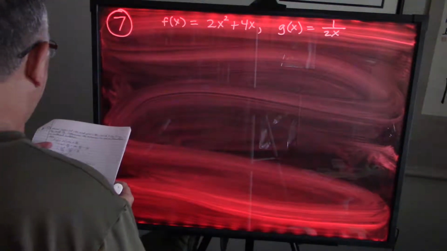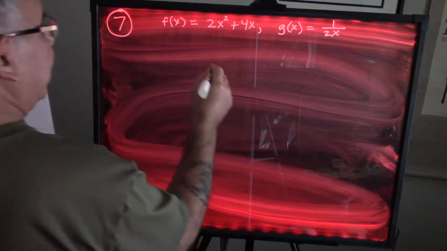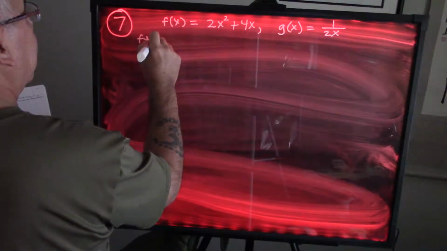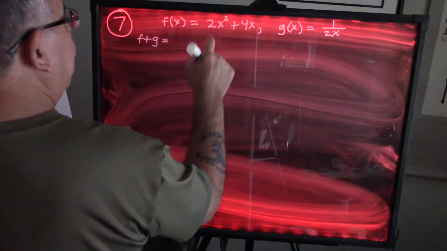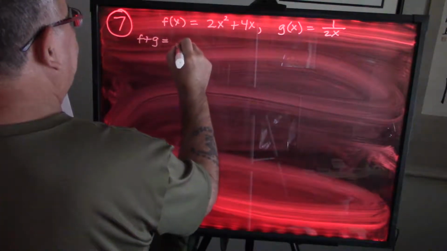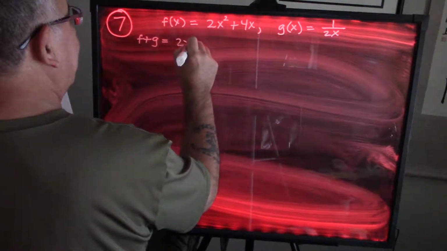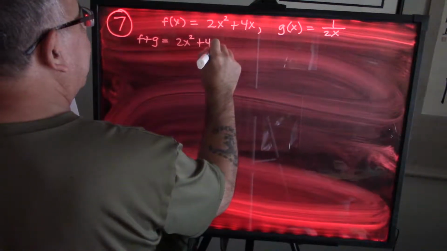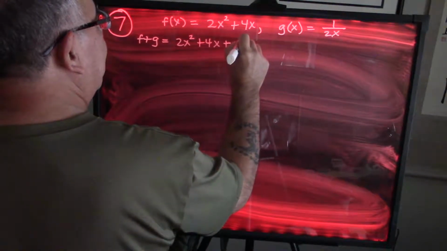All right. So what's f plus g? That's 2x squared plus 4x plus 1 over 2x. Pretty easy, huh? 2x squared plus 4x, there's f of x, plus g of x, that's 1 over 2x.